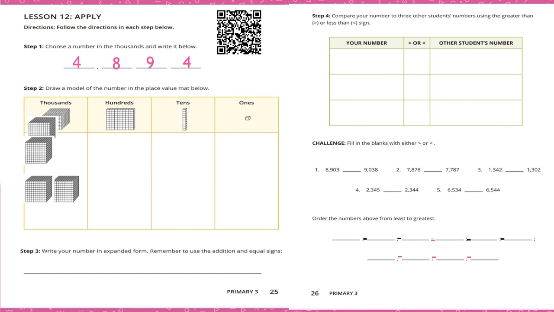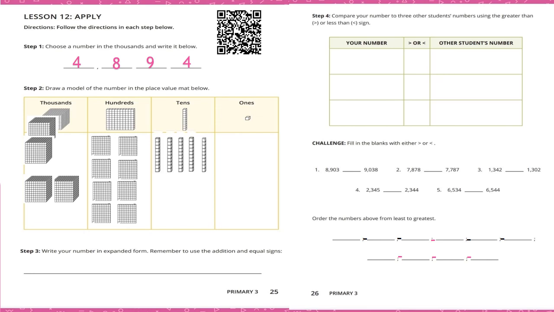Hundreds. How many hundreds here in this number? 8 hundreds. So we will draw 8 big squares. 1, 2, 3, 4, 5, 6, 7, and 8. How many tens do we have in this number? 9 tens. So we will draw 9 sticks like this. The last digit, how many ones do we have? 4 ones. We represent ones using small squares. So we will draw 4 small squares.